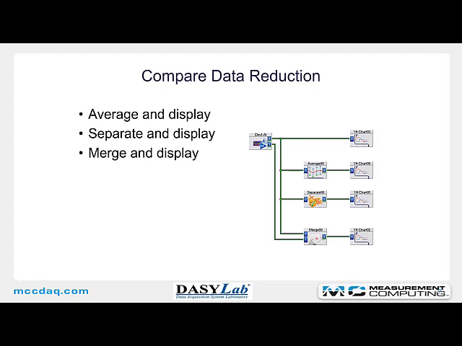Now let's talk about data reduction. DASYLab has a number of different ways to reduce data. In the triggering module, we talked about using a switch and a relay, or a combi trigger and a relay, to reduce the data. This is now looking at the specific data reduction functions in DASYLab: the average module, the separate module, and the merge and display module. And the merge and display isn't so much reducing the number of samples, but rather reducing the number of channels that you see on the screen.